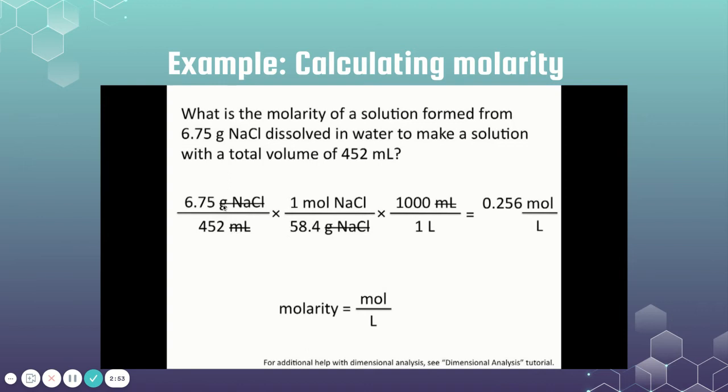So we're going to convert our grams to moles and our milliliters to liters. First, grams to moles: we use molar mass to get from 6.75 grams of NaCl to 1 mole. And then we calculate the bottom as well, converting milliliters into liters by dividing by 1,000. And we get our answer, 0.256 moles per liter, or you could write 0.256 capital M NaCl, or you could write 0.256 with NaCl in brackets.